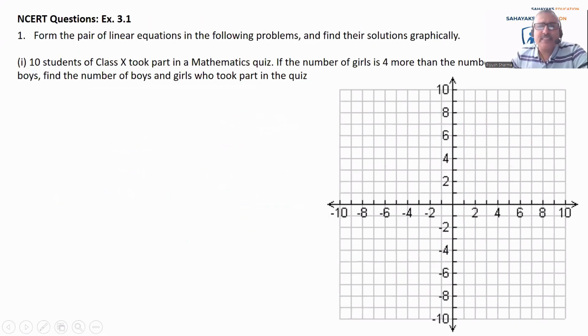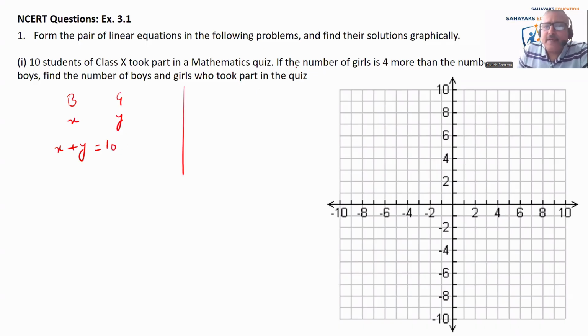From the pair of linear equations in the following problem, find their solution graphically. Again, we have to use the graph to find the solution. 10 students of class 10 took part in a mathematics quiz. If the number of girls is 4 more than the number of boys, find the number of boys and girls who took part. Now, we have to find out two equations. So let's say the number of boys is x and the number of girls is y. So that means x plus y is equal to 10. This is the first equation.